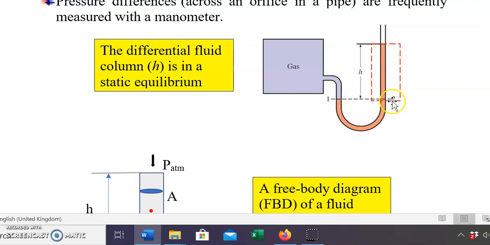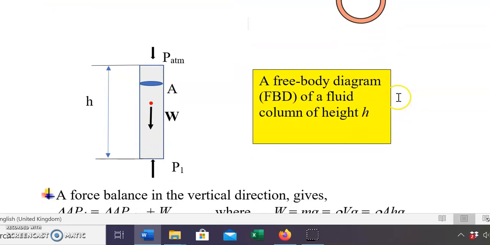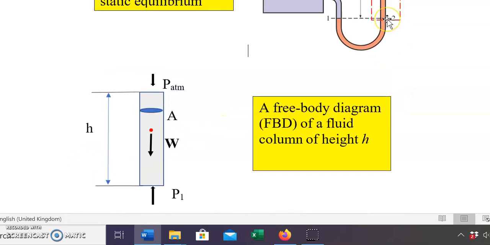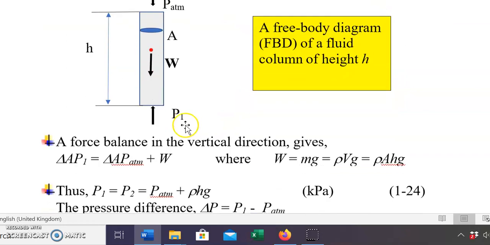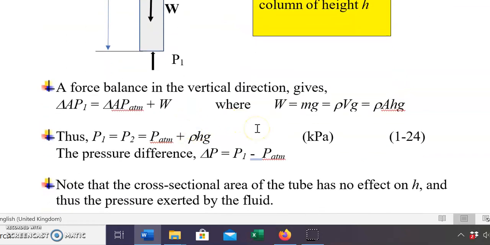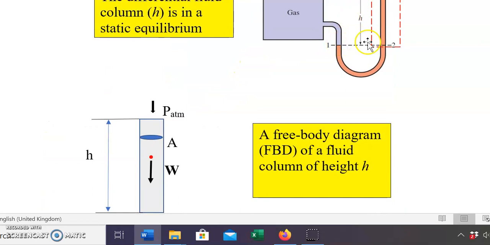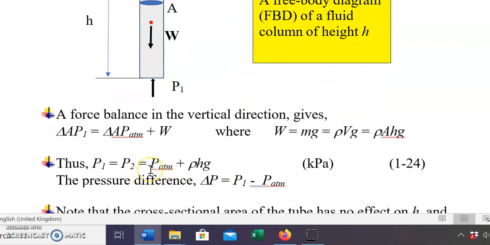But what is the pressure at location 2? If you do a schematic of the free body diagram, you know that the pressure at location 2 is just the atmospheric pressure exerted there and the weight of the height H of the manometer fluid. So you do conservation of forces, a force balance. You will get that the pressure at location 1, which is equal to the pressure at location 2, is equal to P atmospheric plus rho Hg.